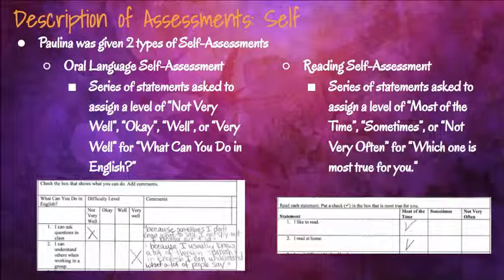So again, this was a series of statements that she could respond to most of the time, sometimes or not very often. And she was trying to figure out which one is most true for her. So I was very surprised that she marked most of the time for every category except for when she marked sometimes for I read easy books.